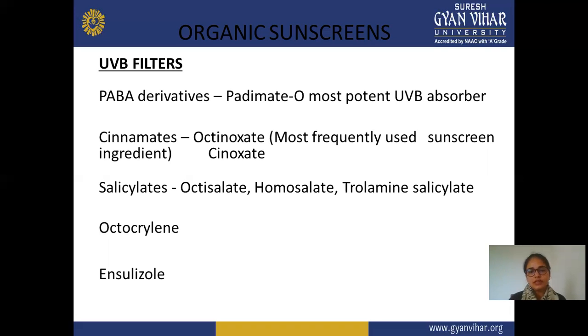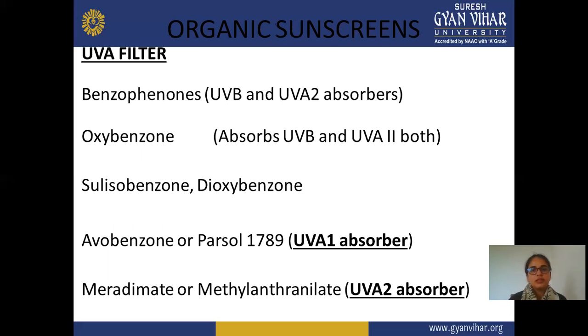Next are octocrylene and ensulizole. These are also some common organic sunscreens which provide protection from UVB light or rays. And next is the UVA filter. These are other sunscreens which protect from UVA. Benzophenone covers UVB and UVA2. This sunscreen helps protect from UVA as well as UVB.